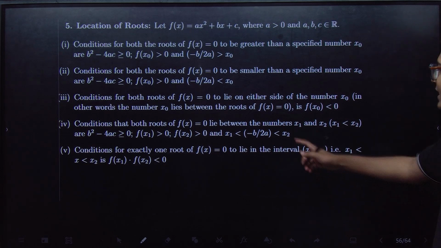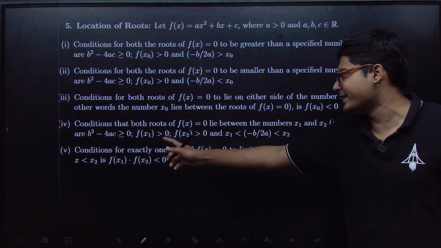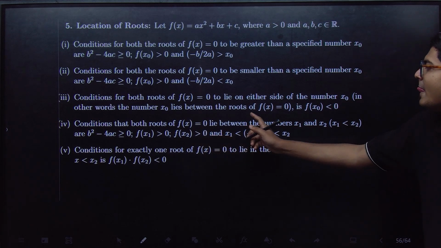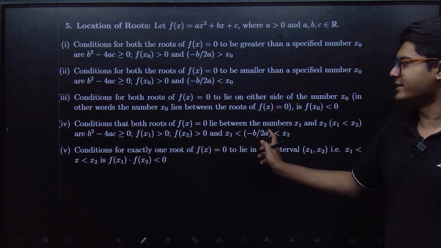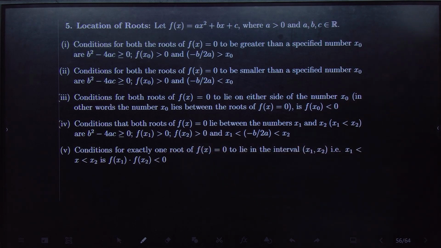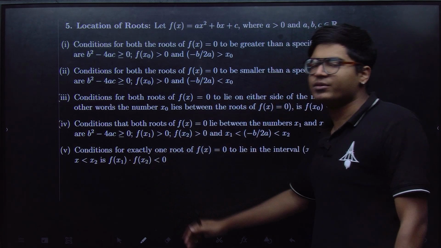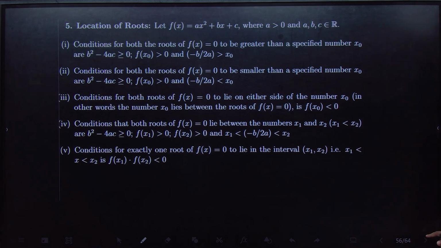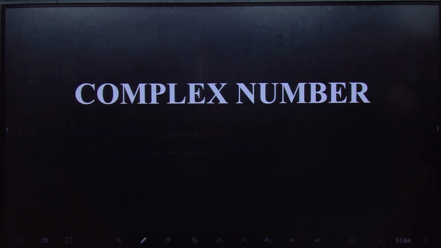Condition of both roots to lie in between x1 and x2 is that f of x1 is greater than 0, f of x2 is greater than 0 and the vertex minus b by 2a lies in between x1 and x2, right? So the condition for exactly one root of f of x equal to 0 to lie in this interval x1 comma x2 is that f of x1 times f of x2 should be less than 0, okay? Cool. Coming to the next chapter, which is complex numbers.